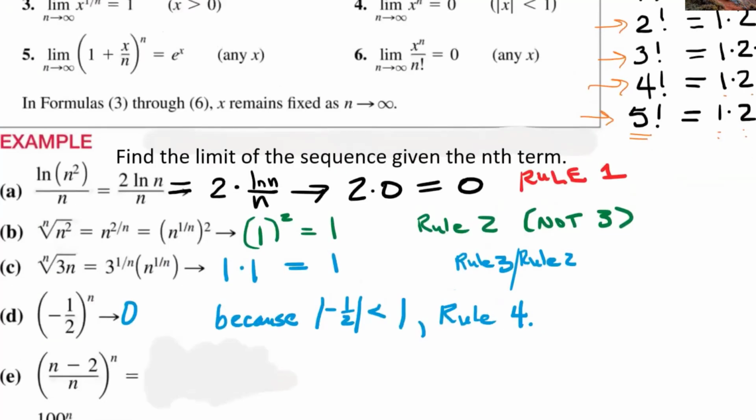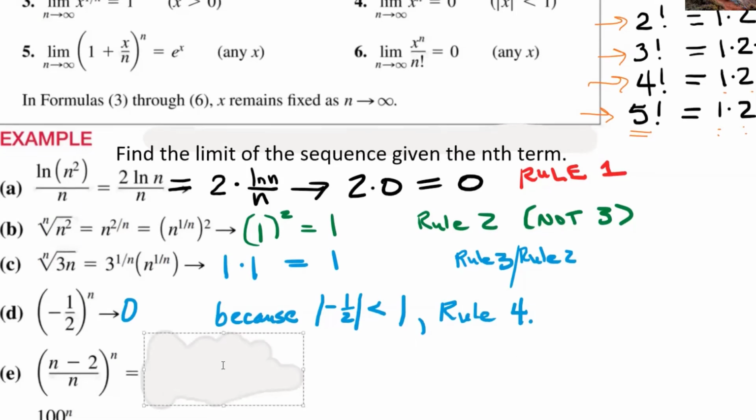Okay, now let's look at part E. N minus 2 over n to the nth power. Okay, which rule or rules could we use for this one? Yes, how can we see that rule 5 applies there, Jason? You're correct. But we have to rewrite it a little bit to see that, right? Or anybody else who wants to answer that. How do we rewrite it so that we know that?